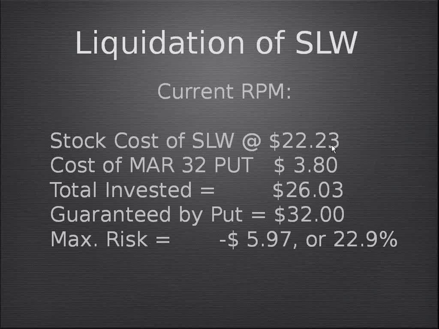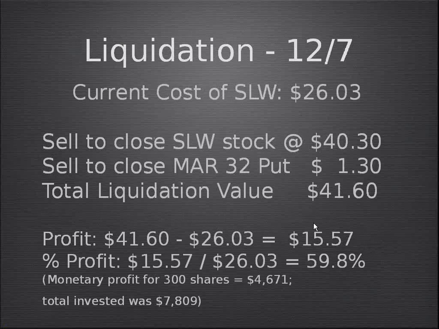It's the total for the stock and the current put, the adjusted stock price and the current put. Guaranteed exit of $32. Okay, so that's $5.97 guaranteed profit. A negative max risk means bulletproof. That's the worst case scenario, where it would make 22.9%.